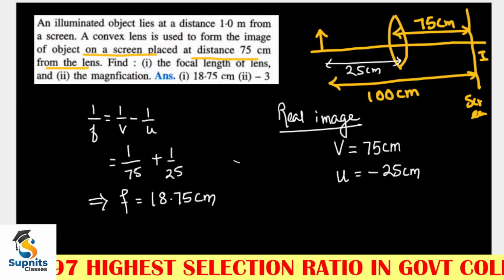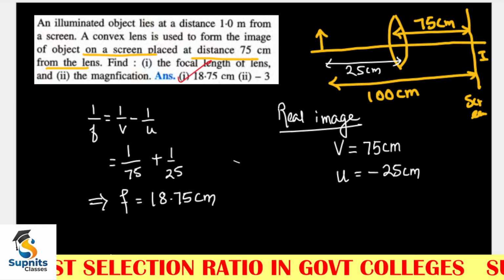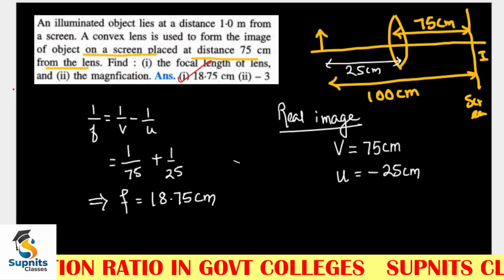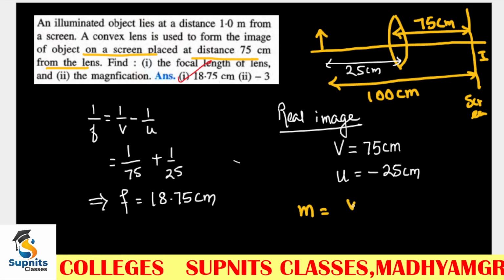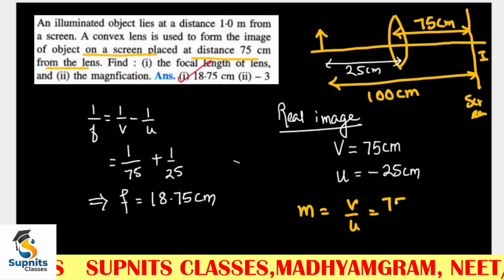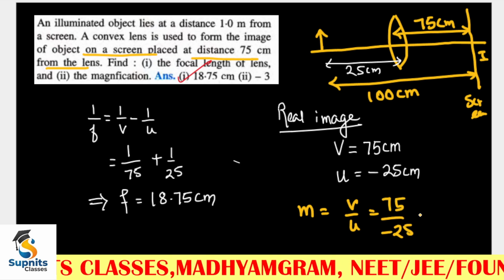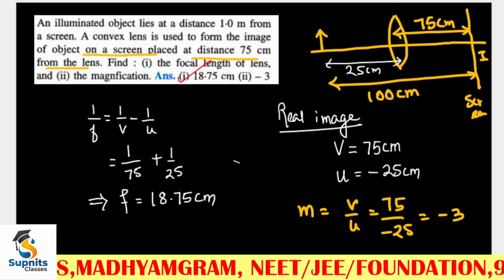Now what is next? Next we have to find out the magnification. Once we have v by u, calculation of magnification is like peanuts. Magnification is equal to v by u, 75 by minus 25 is equal to minus 3.